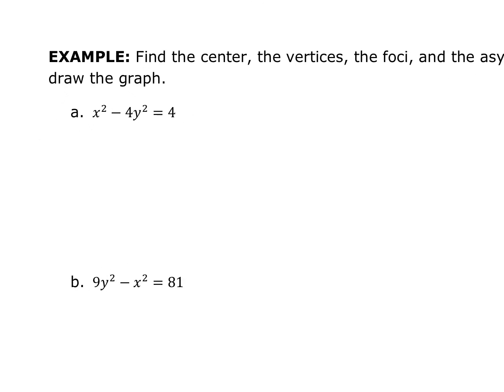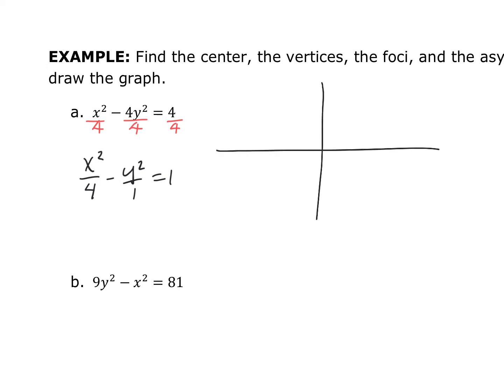Now let's go ahead and take a look at graphing this and finding all the important pieces of my hyperbola. So first of all, it's not in the right form, so I need to divide everything by 4. That's the first thing I'm going to do. So I'm going to get x squared over 4 minus y squared over 1 is equal to 1. I know my transverse axis is going to run along the x-axis, not because the larger number is underneath the x, but because the x is positive.